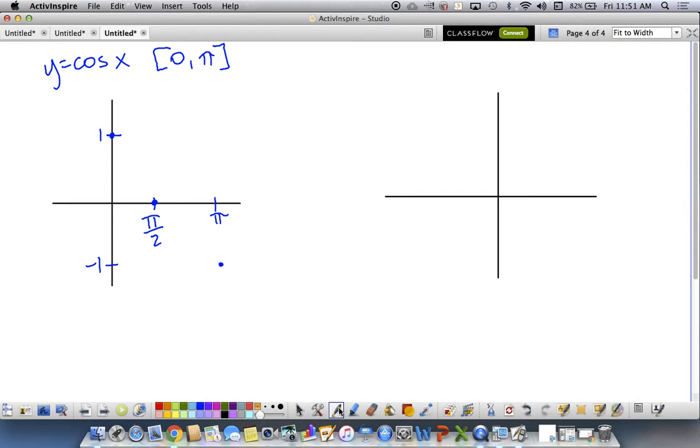Okay, so this is the exact same piece from the other page. I've just restricted the domain and only have this section graphed. I'm going to give you my points: 0, 1, then pi over 2, 0, and then this point down here is pi, -1. This is our graph. It will always be our graph.